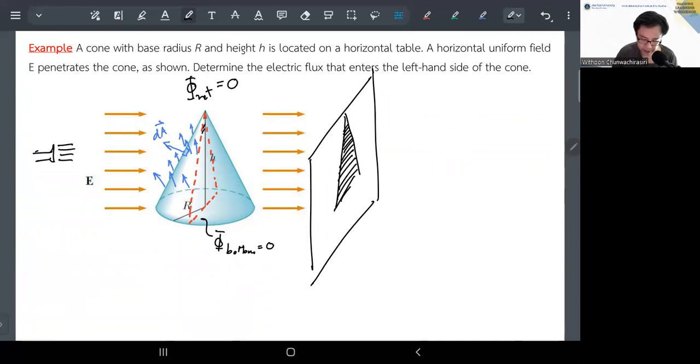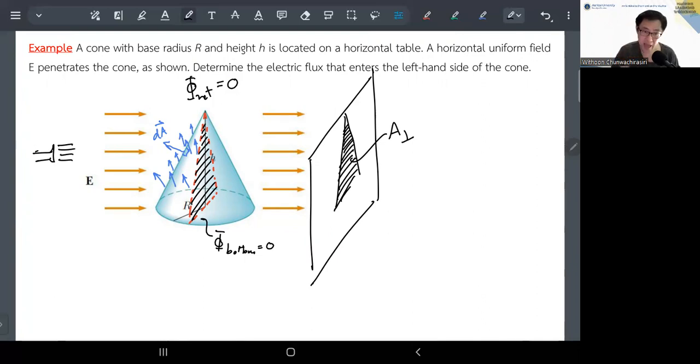This piece of area right here, same thing. There you go. Cool. This is the area that you really need. This is the perpendicular that we have been talking about since the beginning of the definition of flux, because this is the component of the left-hand side surface of the cone that is perpendicular to E. The other components we throw away, we don't care.